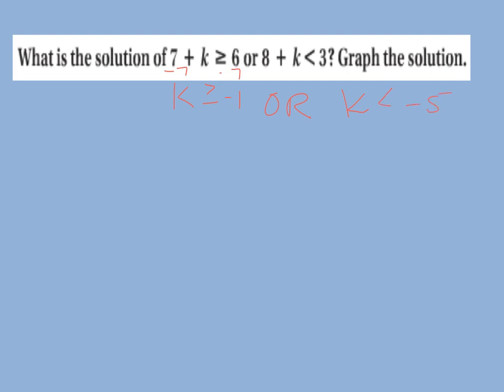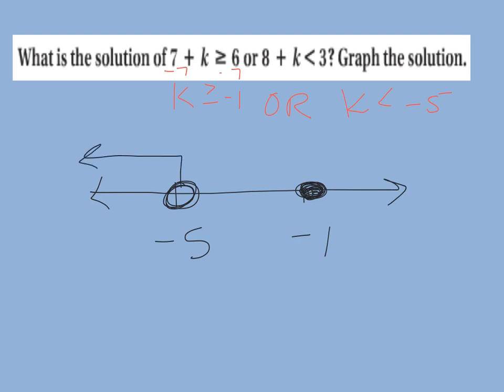Now here's the problem where you have to be very careful again. Negative 5 is smaller than negative 1, so I have to make sure to write negative 5 on the left-hand side of negative 1. Your number line should make sense. At negative 5, it's an open circle because there's no line. Negative 1, it's a closed circle because there's a line. And with an or statement, you shoot out, because k is either going to be less than negative 5 or greater than or equal to negative 1.